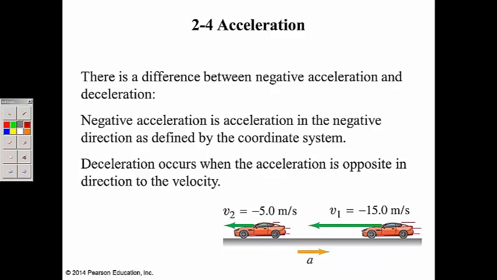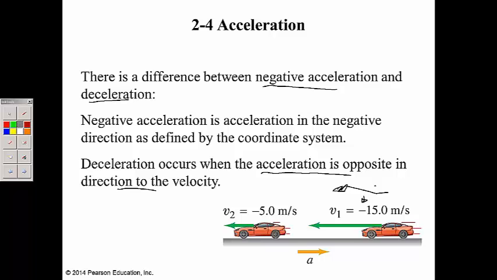Now, I just want to make a very quick distinction between negative acceleration and deceleration. Deceleration occurs when you slow down, when the acceleration is in the opposite direction of the velocity. So, for example, this car right here is traveling to the left with a velocity of 15 meters per second to the left. That's in the negative x direction. See the negative sign right there?